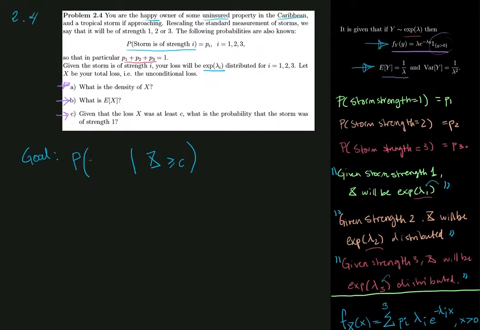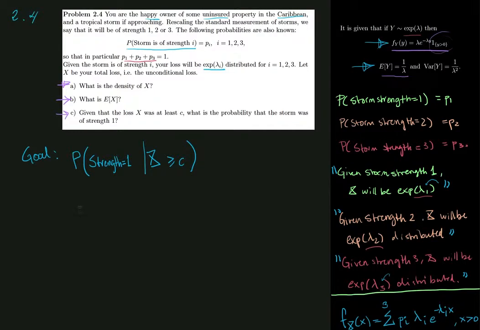So I'll just write strength here is equal to 1. So the probability that the strength of the storm is equal to 1, given that the loss is at least C, which means given that the loss is greater than or equal to C. We want to find this thing here.